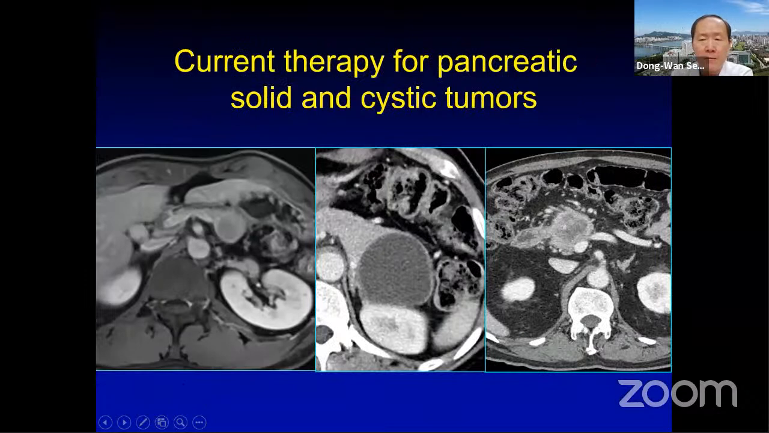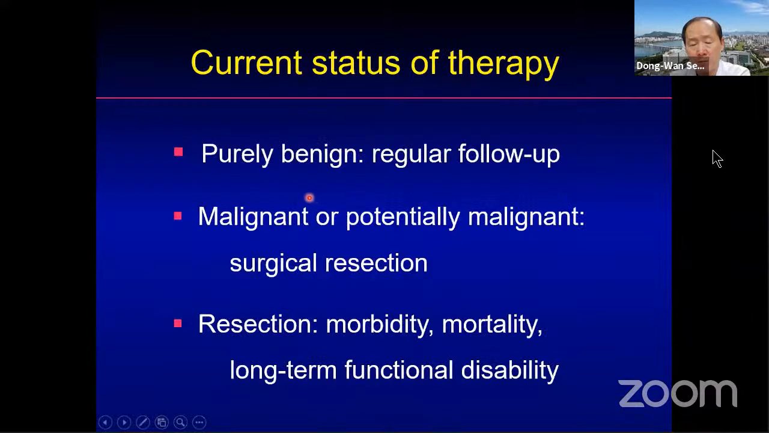There are various types of tumors in the pancreas: neuroendocrine tumor, mucinous cystic neoplasm, and pancreatic cancer. How are we treating these cases? Current principle is, if the lesion is purely benign, regular follow-up is recommended. If it is a malignant or potentially malignant lesion, surgical resection is generally recommended. However, surgical resection carries significant morbidity, even mortality, and long-term functional disability is the major issue.